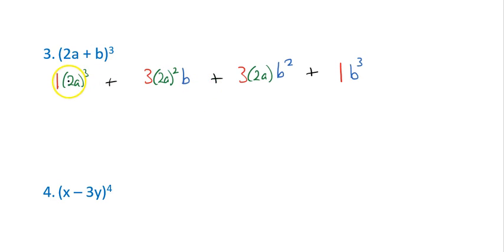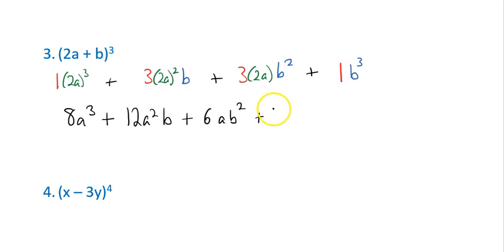You have to cube the 2 and the a. So this is 1 times 2 cubed, which is 8, times a cubed. So 8a cubed. The next one, you're squaring the 2 and the a, so you get 4 and a squared. 3 times 4 is 12, so 12a squared b. On the next one, it was to the power of 1, so we can just multiply: 6ab squared. And the last one, 1b cubed, we usually just write b cubed.